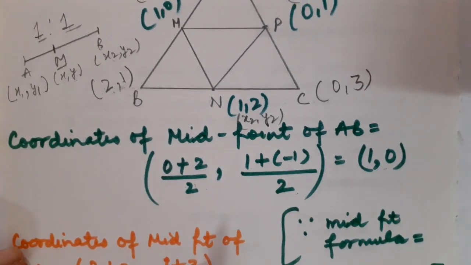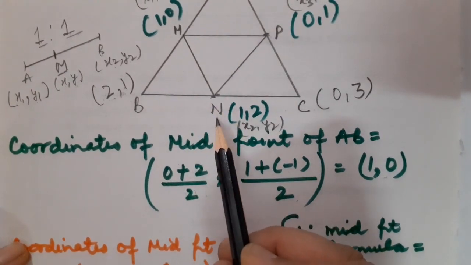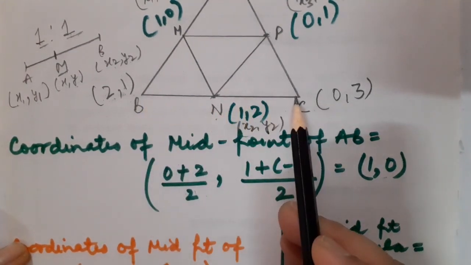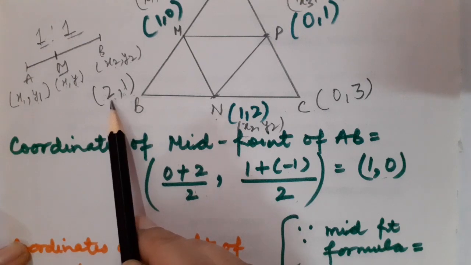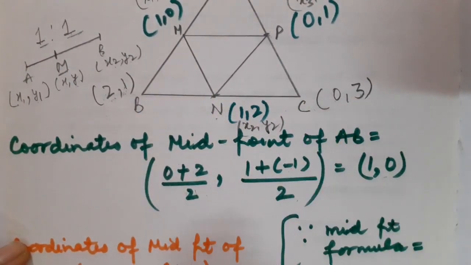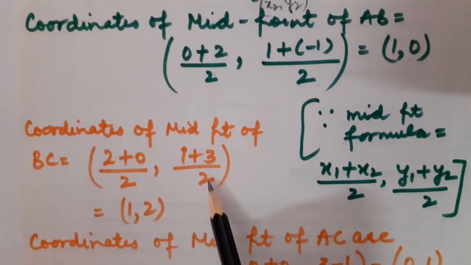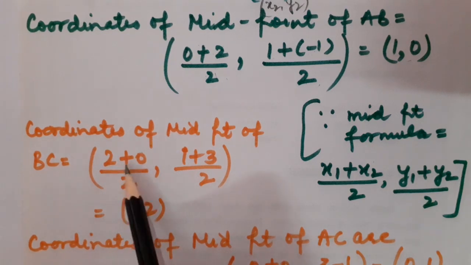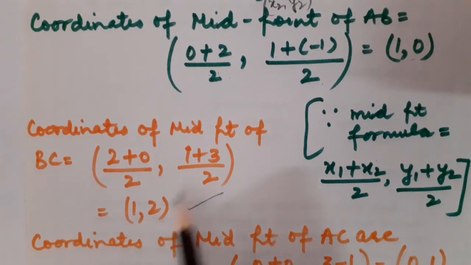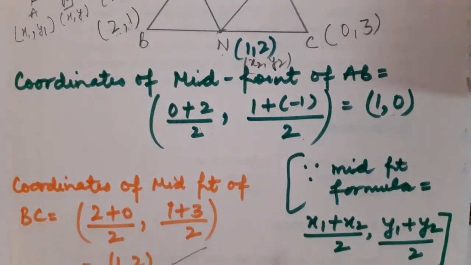Fine. In the same manner, children, now we will have to calculate the coordinates of this point N, which is also the midpoint of which line segment? Correct. This is BC. So now I apply (2 plus 0) divided by 2, (1 plus 3) divided by 2. So this is again 2 upon 2, that is 1, and 4 upon 2, that is 2. So these are the coordinates of the midpoint N of the line segment BC.